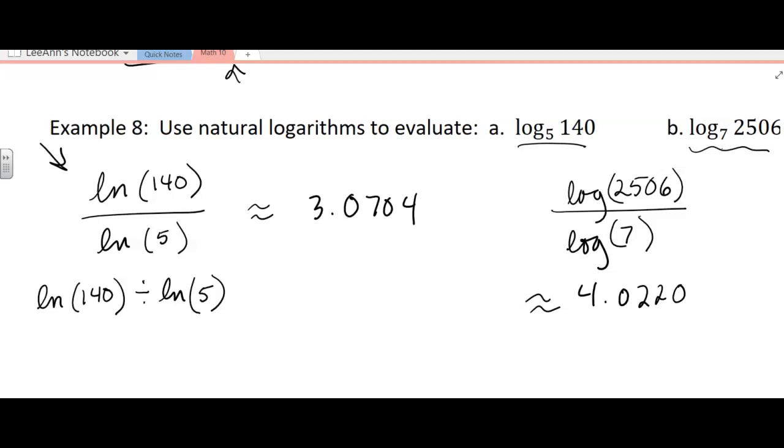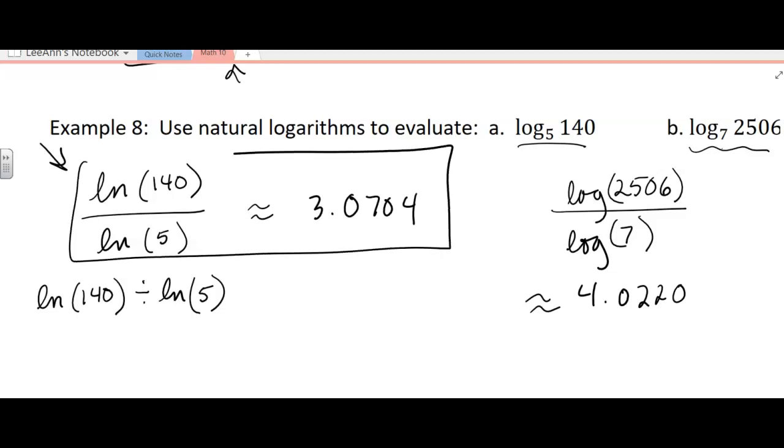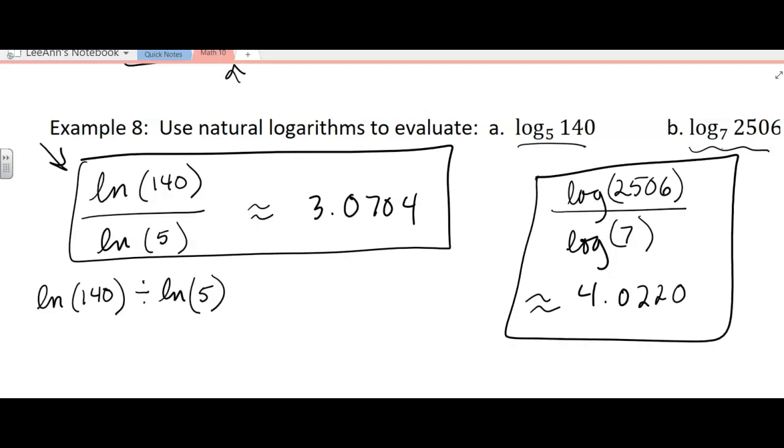All right. I don't know if they want exact answers or decimal approximations. They didn't say. I assumed they wanted decimal approximations, though.